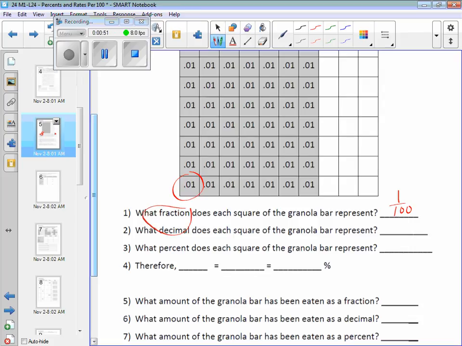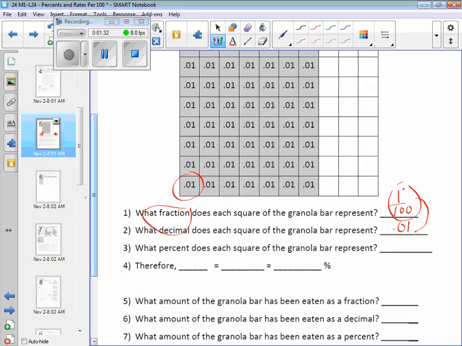As a decimal, what does each box represent? Somebody I haven't heard from. Joe. 0.01. How do you say that, Joe? 100th, right? By the way, how do you say this? Well, as a fraction, how do you say this? 1/100th, right? How do you say this? 1/100th or 100th. They are related, as you'll see.